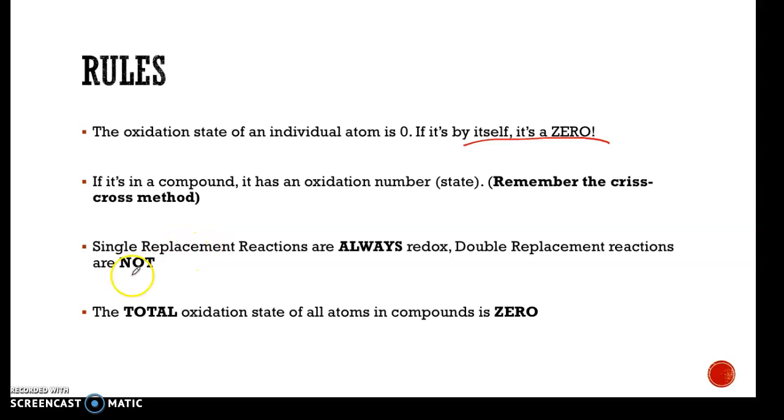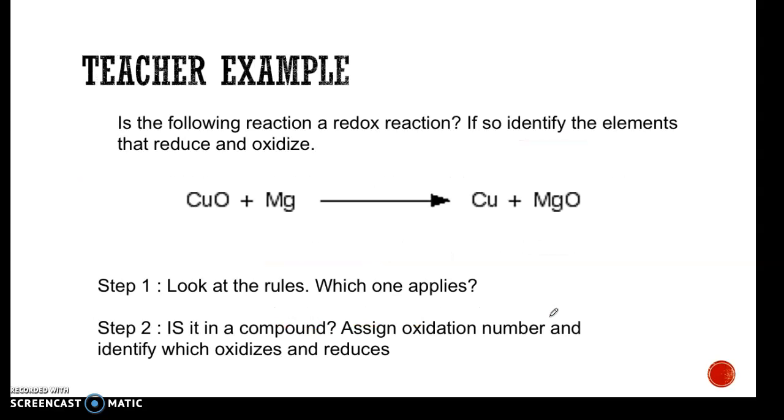Alright? Only single replacement reactions are redox. Double replacement reactions cannot be. We always need that element by itself. And obviously, the total oxidation state of all atoms in a compound is 0. So meaning the compound itself is 0, but the atoms or the elements in the compound have their own individual oxidation state. Now, to help you determine if it's a redox reaction, it's very simple. And this is how we can go ahead and start off on Thursday's material.